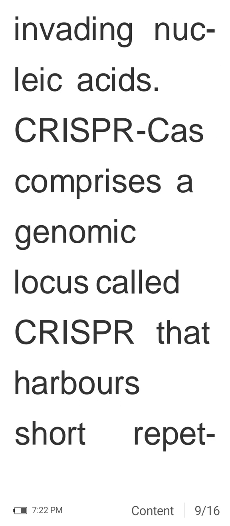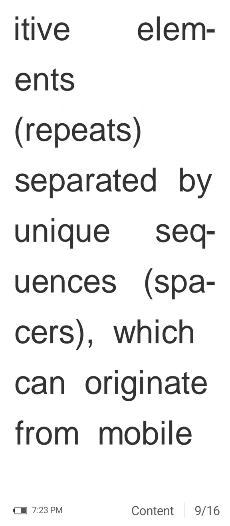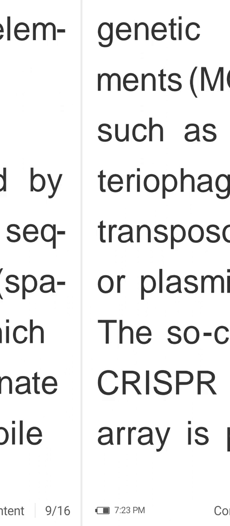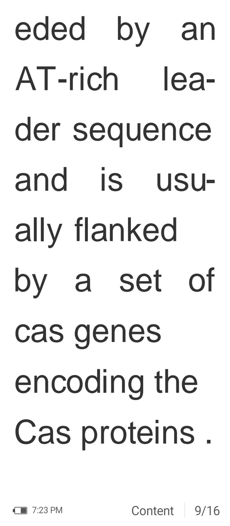So, CRISPR-Cas comprises a genomic locus called CRISPR that harbors short repetitive elements, repeats, separated by unique sequences or spacers, which can originate from mobile genetic elements such as bacteriophages, transposons, or plasmids. The so-called CRISPR array is preceded by an AT-rich leader sequence and is usually flanked by a set of Cas genes encoding the Cas proteins.